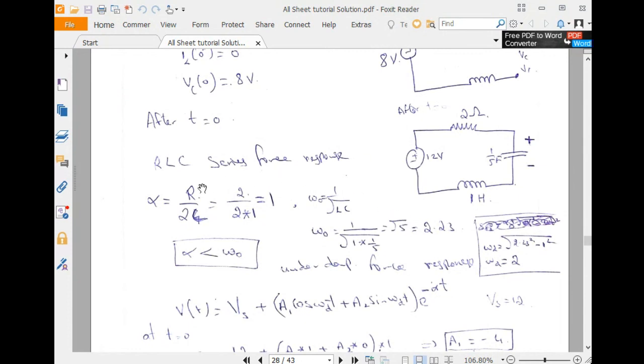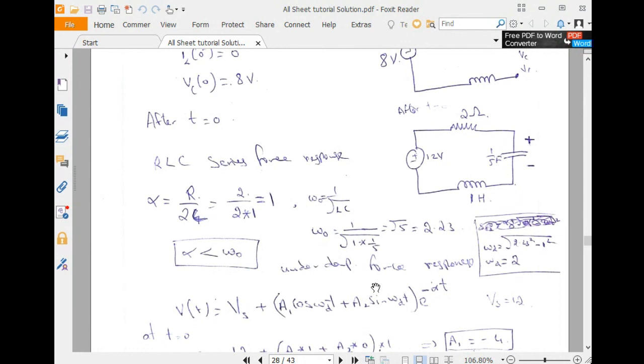Force response, RLC series force response. Why? Because the source is connected. Okay, this is an important question. Find the value of alpha and omega naught. Alpha is 1 and omega naught is 2.23.